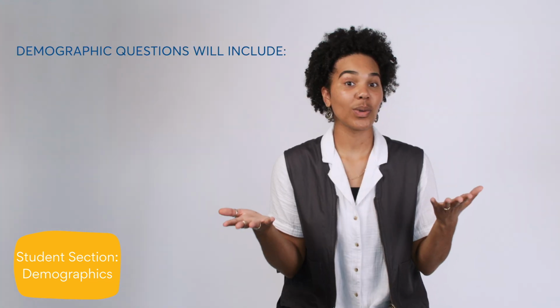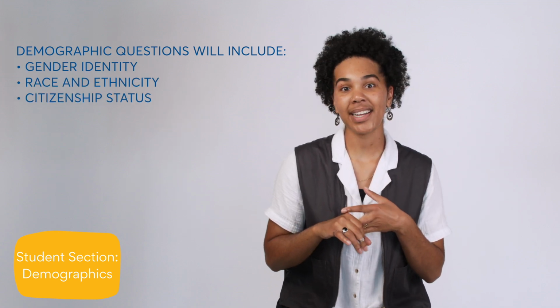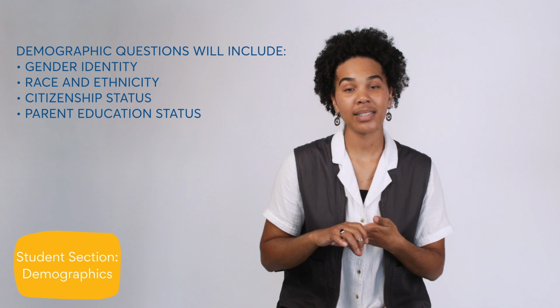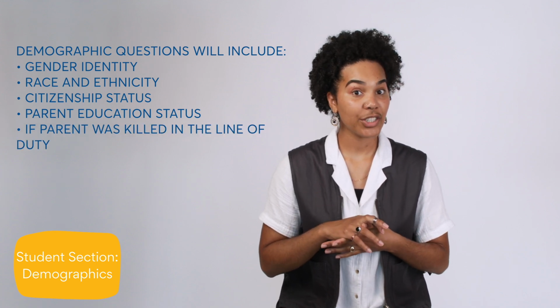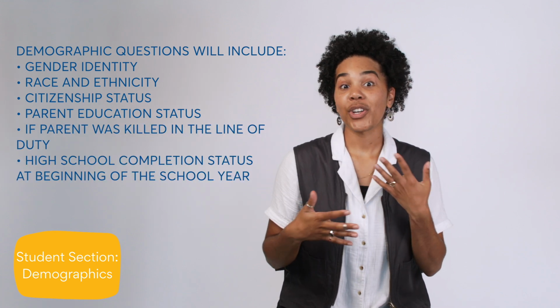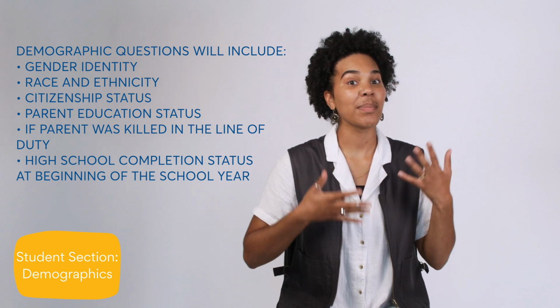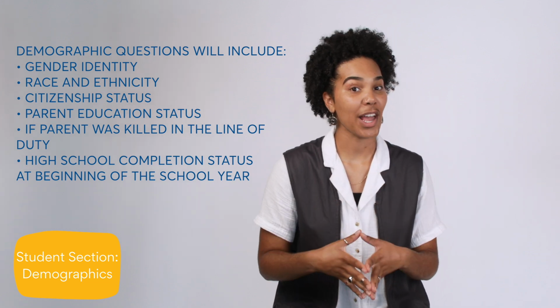The student demographics section will ask questions about you and your parents. These questions will include gender identity, race and ethnicity, citizenship status, parent education status. If your parent was killed in the line of duty, it'll ask what will your high school completion status be at the beginning of the school year that you're applying for.